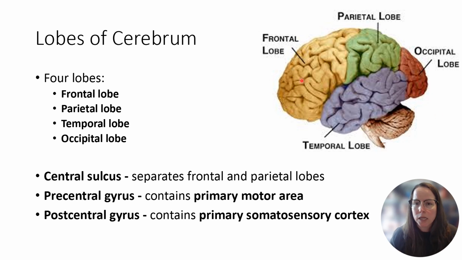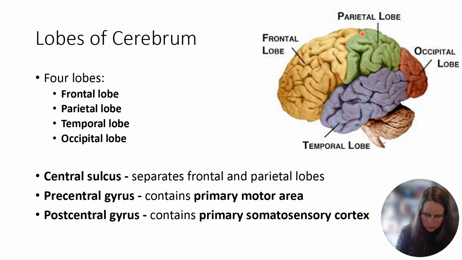We have our anterior frontal lobe, followed by the parietal, occipital, and temporal lobes. And oh my gosh, those sound very similar to the bones that overlay them. In between, the line of demarcation of the frontal lobe and parietal lobe, is our central sulcus. Anterior to the central sulcus is a very important gyrus called the precentral gyrus. Posterior to the central sulcus is our postcentral gyrus.